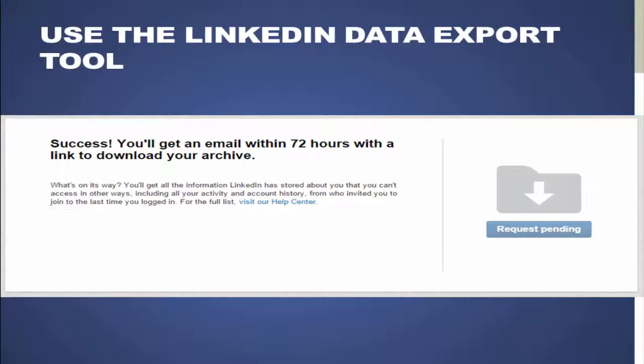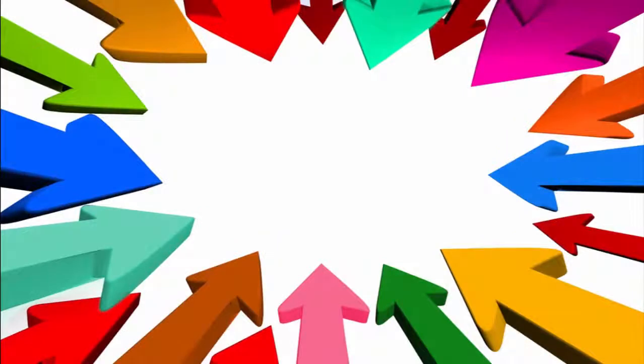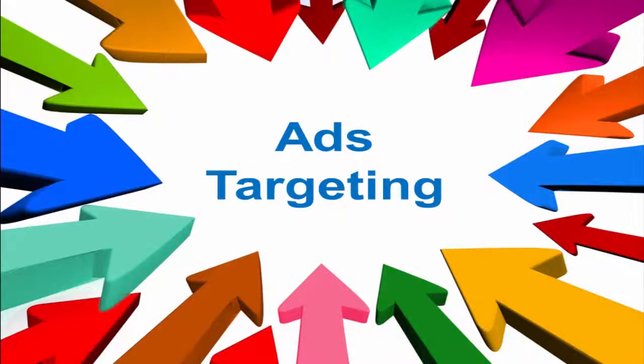Now, when you get this file, you'll get an email, of course, to download it. And then there are key pieces of data that I'd like you to look at, okay? The first one is ad targeting, because this shows you how LinkedIn classifies you when targeting you for other members' LinkedIn ads. This is important because if you see that LinkedIn is seeing you in a way that does not match your personal brand or your goals, then definitely you have to do something about it, right?